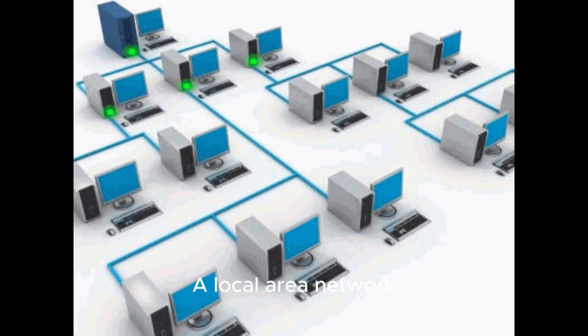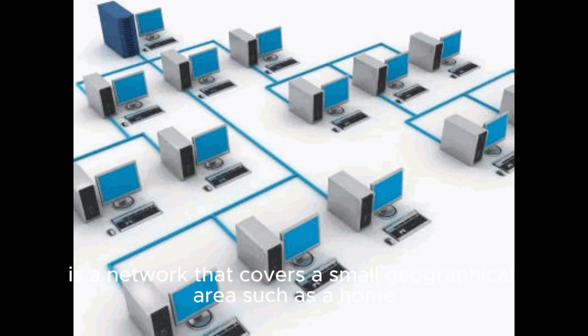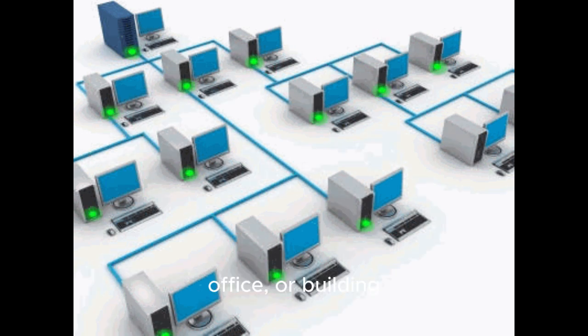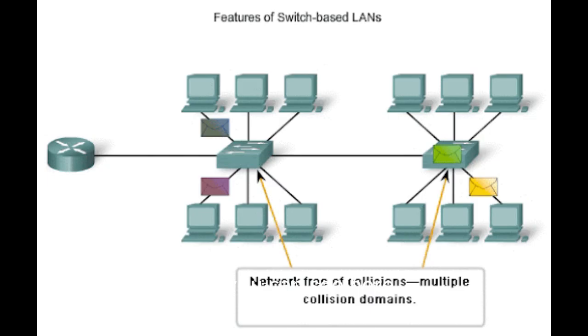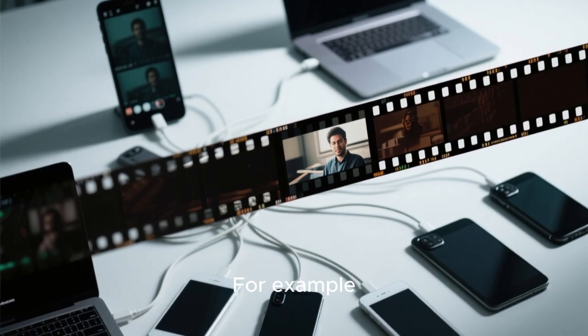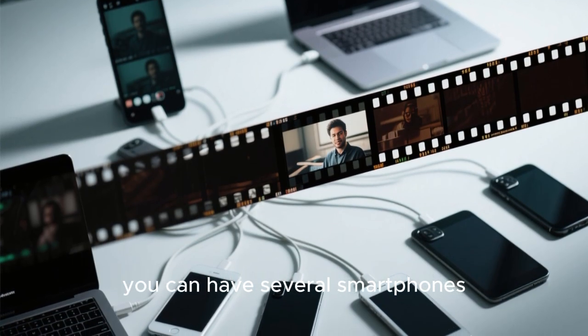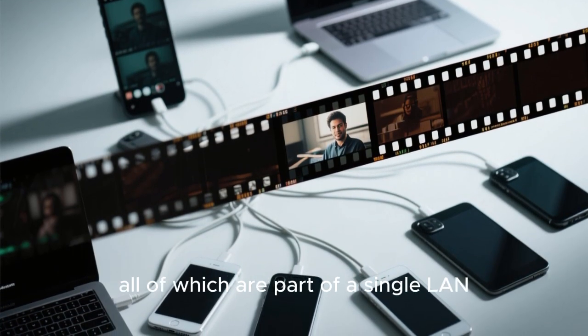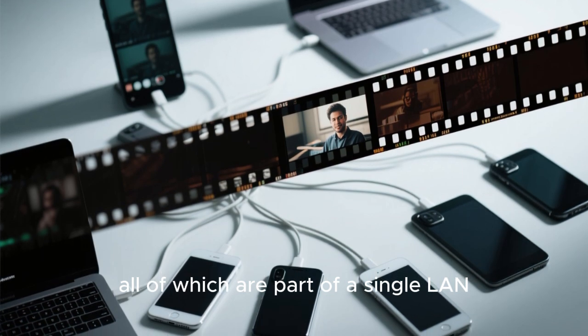A local area network, often referred to as a LAN, is a network that covers a small geographical area such as a home, office, or building. As you can see here, a LAN can connect multiple PANs together. For example, you can have several smartphones, laptops, and tablets, all of which are part of a single LAN.